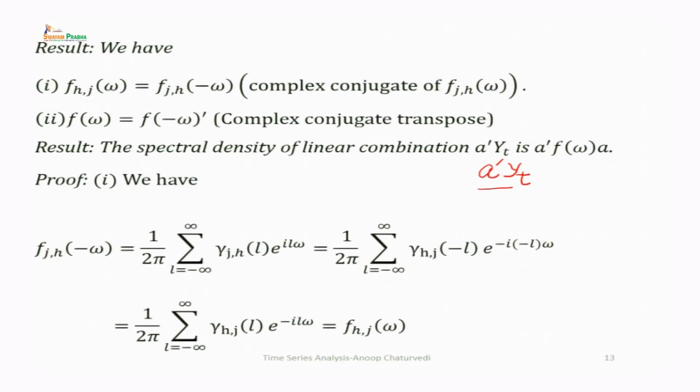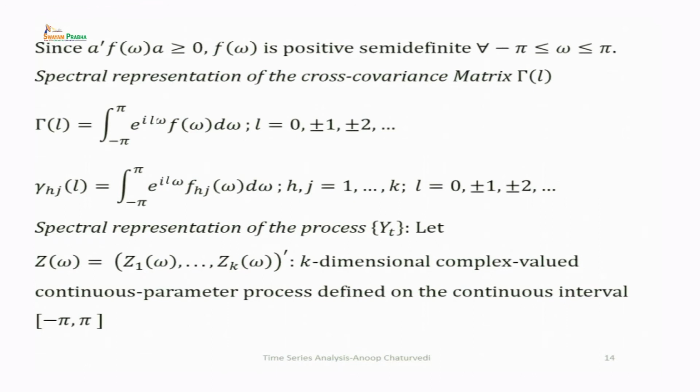And then you will observe that the spectral density of this A transpose y t is A transpose f omega A. So, the detailed derivation I am leaving here as an exercise for you. I have given you the hint for the solution. Now, A transpose f omega A is always greater than or equal to 0, because this is the spectral density of A transpose y t. So, it is always greater than or equal to 0. This shows that f omega is positive semi definite for all omega.